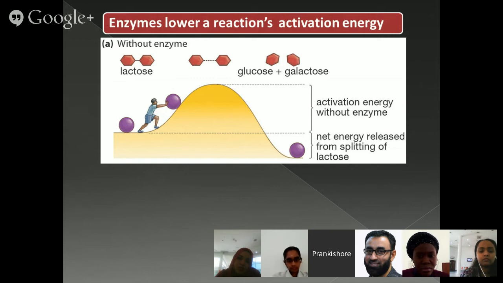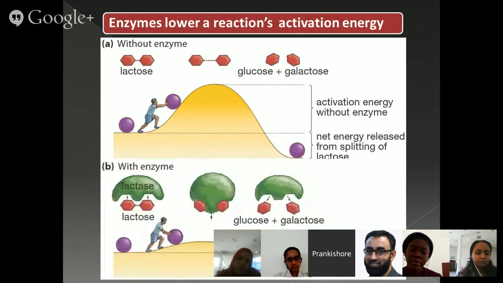After that, the reaction takes place, and you get glucose and galactose as products, and then energy is released, splitting the lactose. So the energy we use to push the lactose uphill to the top of the mountain, we call activation energy. Lactose had to overcome that energy barrier to give glucose and galactose. What happens in the presence of an enzyme? In the presence of an enzyme, the activation energy is reduced.